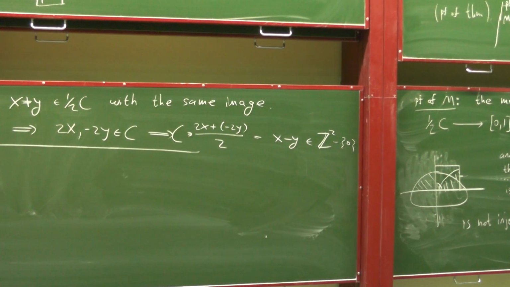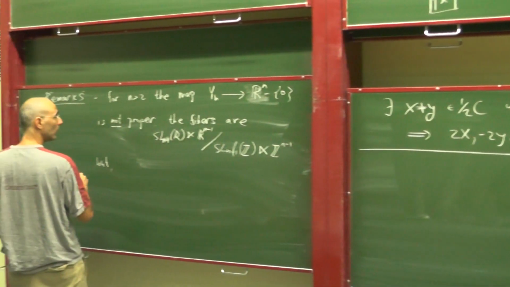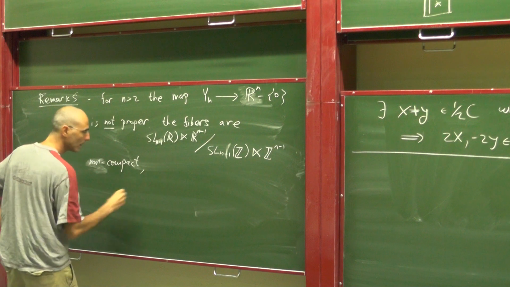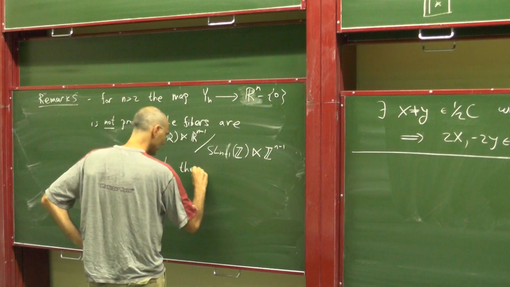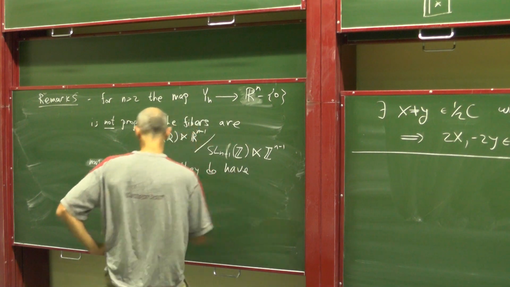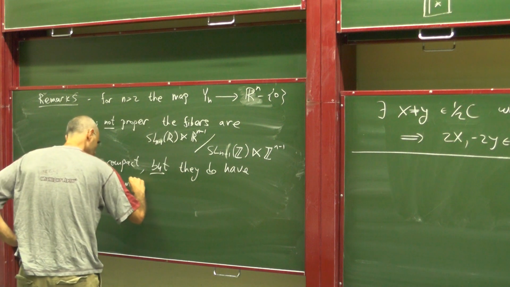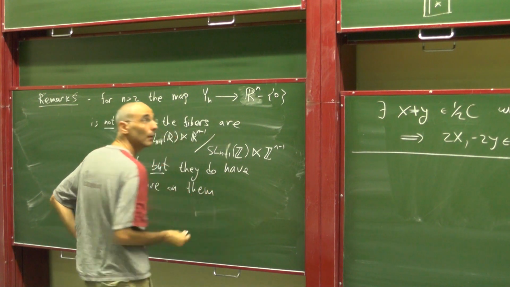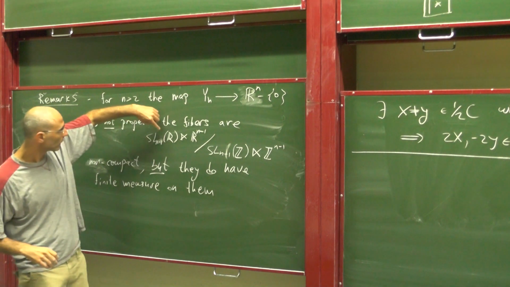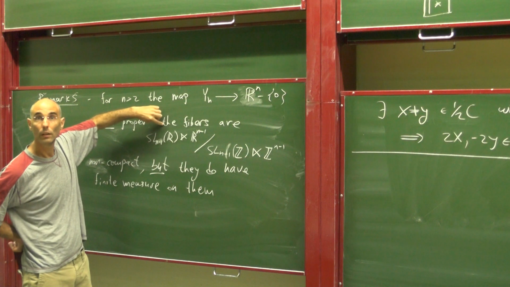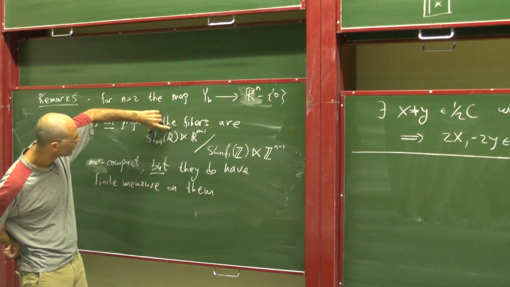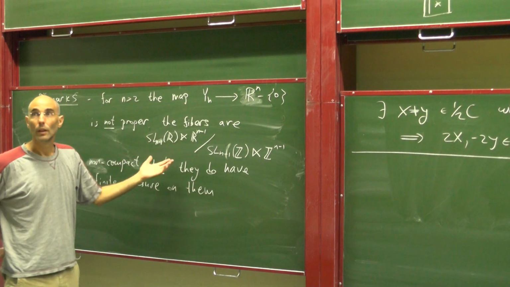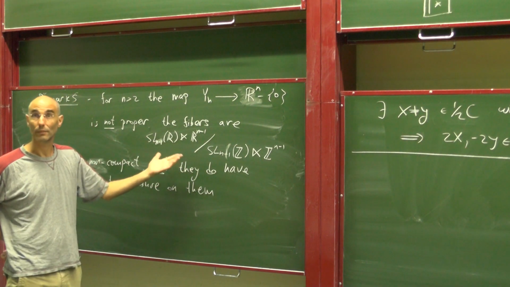But the fibers are non-compact, but they do have finite measure on them. By induction, I mean, think of n equals 3. We just proved that SL2Z is a lattice in SL2R. So this is basically SL2R modulo SL2Z times, measure-wise, R2 mod Z2. It's the same. And there is a natural invariant finite measure on it.